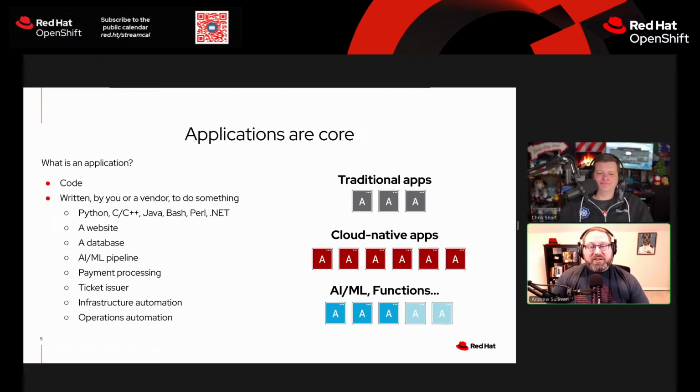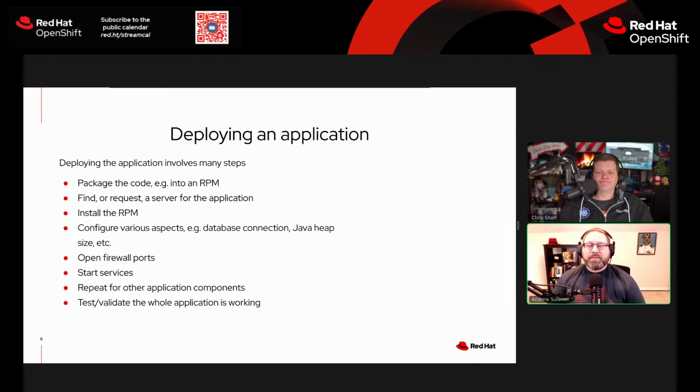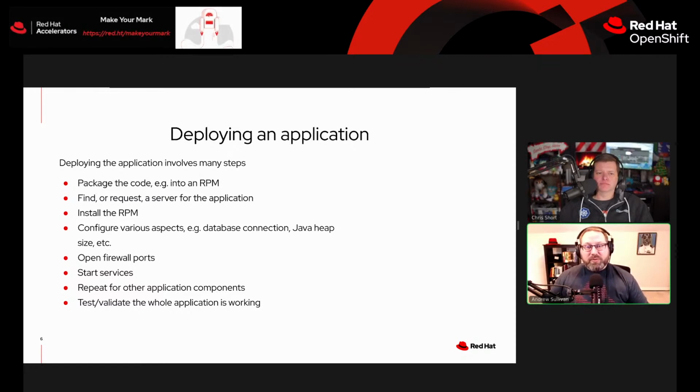Hey, operations team, let's put this into production. So this means that I need to do a bunch of things. First and foremost, maybe it's packaging it up. I've got to put it into an RPM. And then I need to figure out where I'm going to deploy it to. Create a help desk ticket: I need 17 virtual machines that have these characteristics and these operating systems.